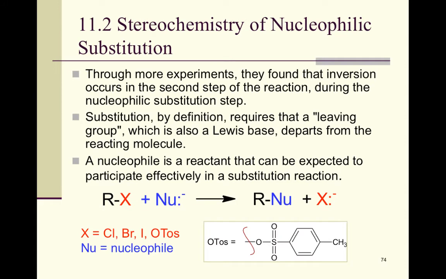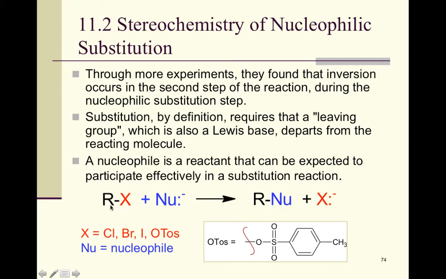Stereochemistry of nucleophilic substitution. Through more experiments, they found that the inversion occurs in the second step of the reaction, during the nucleophilic substitution step. Substitution, by definition, requires that a leaving group, which is also a Lewis base, departs from the reacting molecule. A nucleophile is a reactant that can be expected to participate effectively in a substitution reaction.